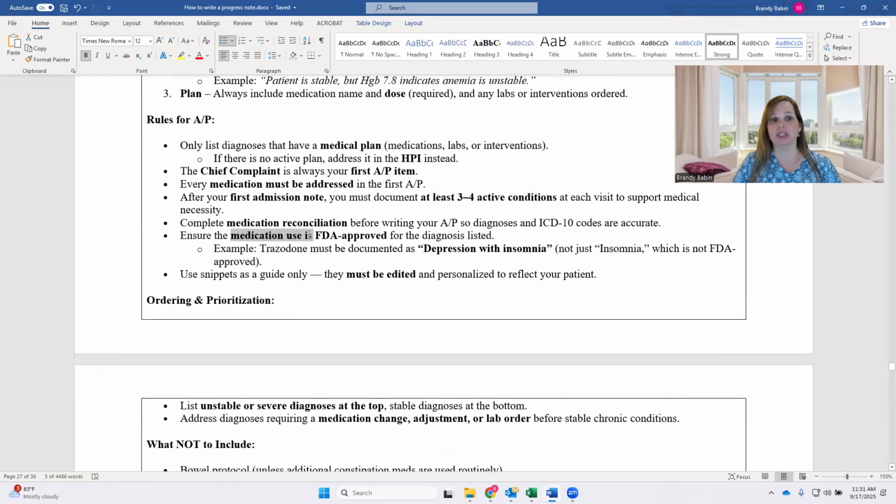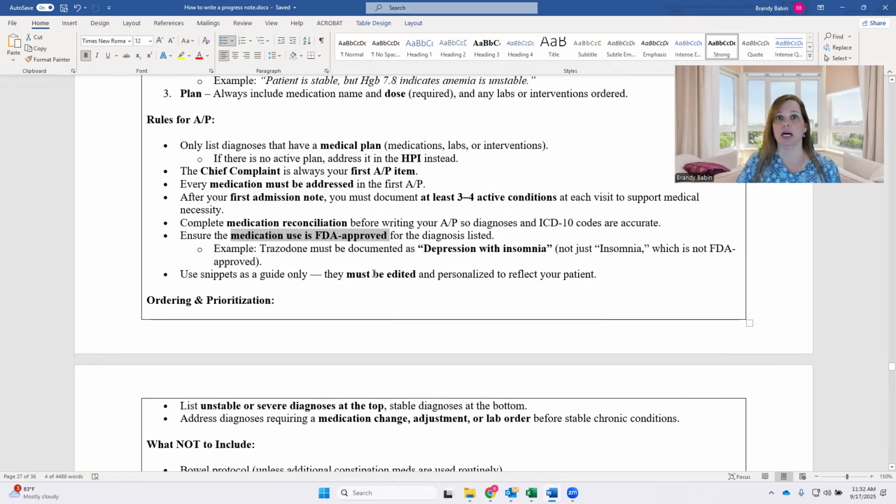And then remember that the medication used has to be FDA approved, which means if you're using trazodone for insomnia, during your medication reconciliation, you're going to have to use the diagnosis of depression, because that's what trazodone is utilized for. You can also click the G47.00 insomnia, and it can say depression and insomnia. I don't have a problem with that, but you have to have the FDA approved diagnosis.